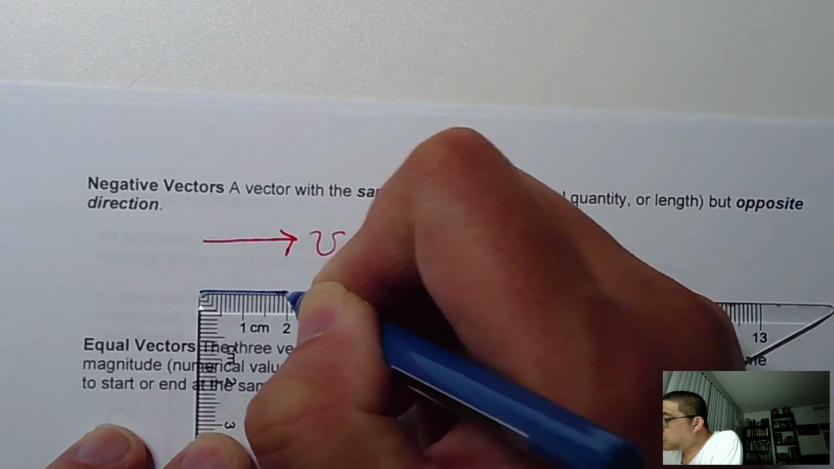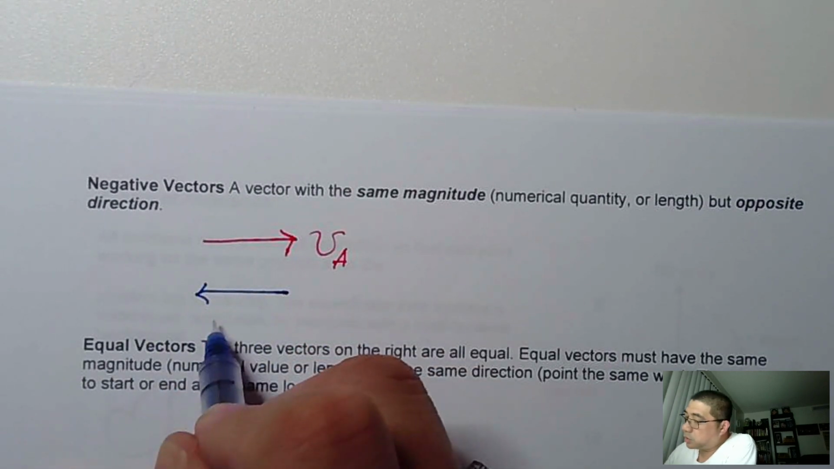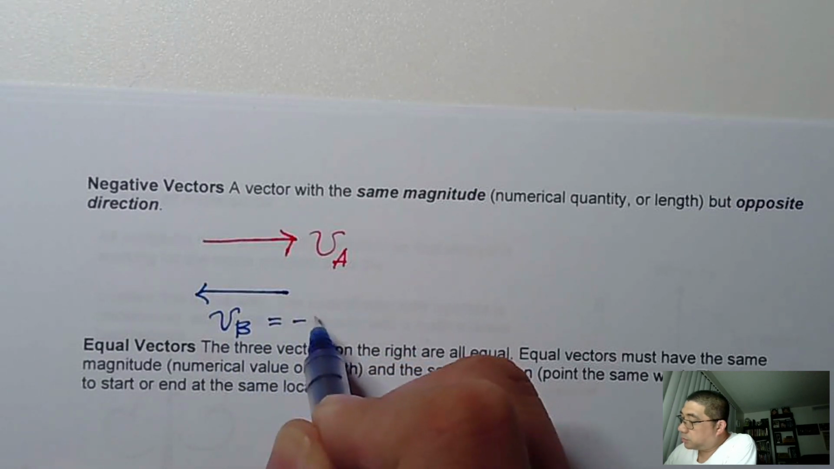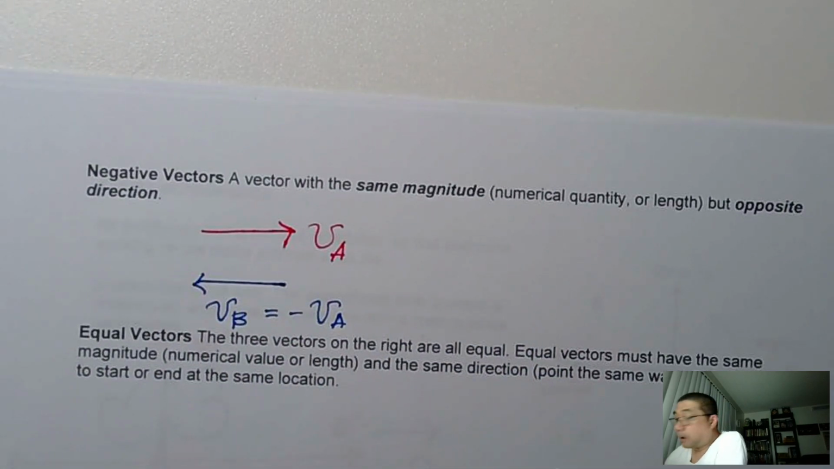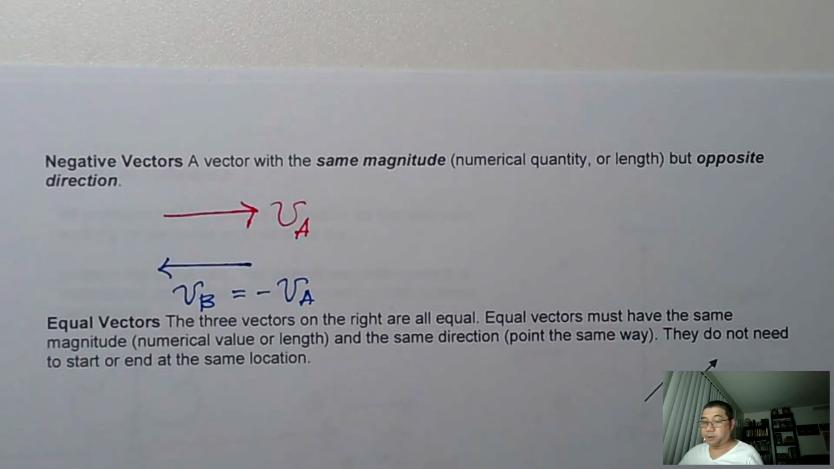I'm going to draw a vector. I'm just going to say this is vector B. But vector B is the negative of vector A because it's in the opposite direction. Okay, so that's the explanation about negative vectors. Now, you will say, oh, it's along the x-axis.